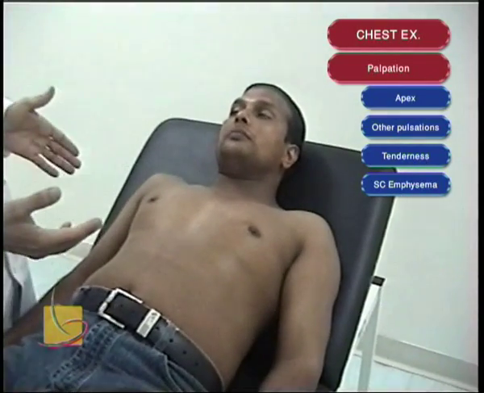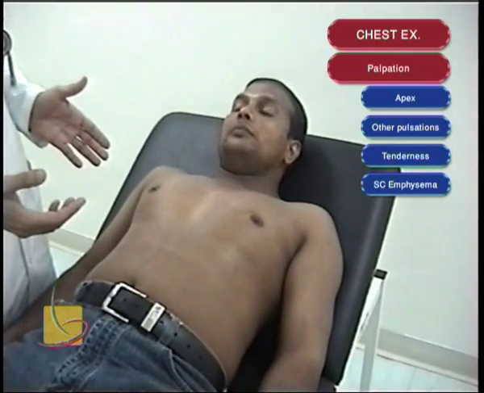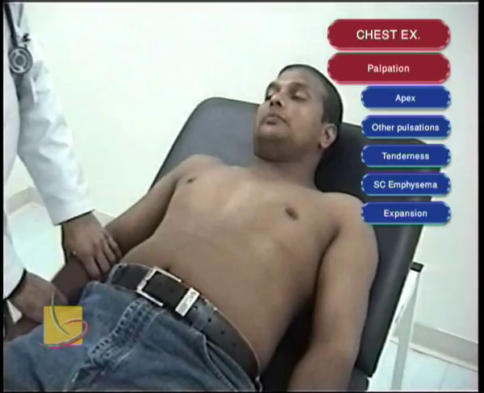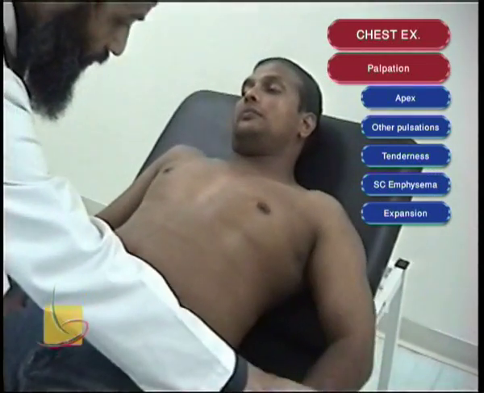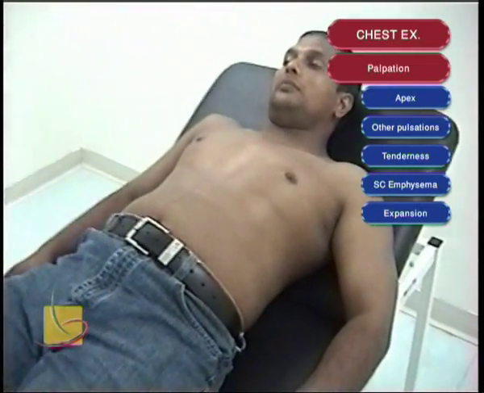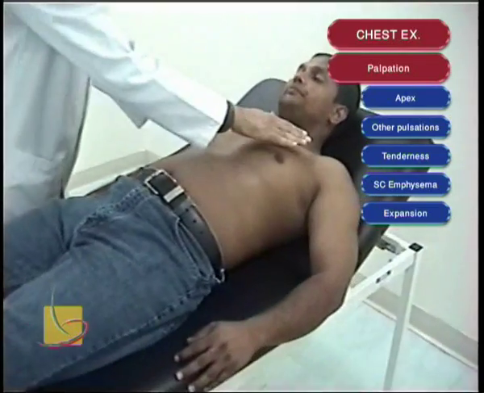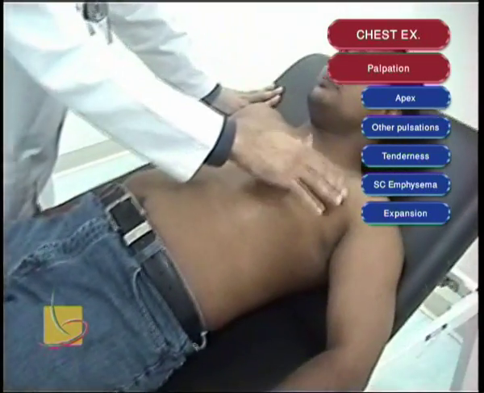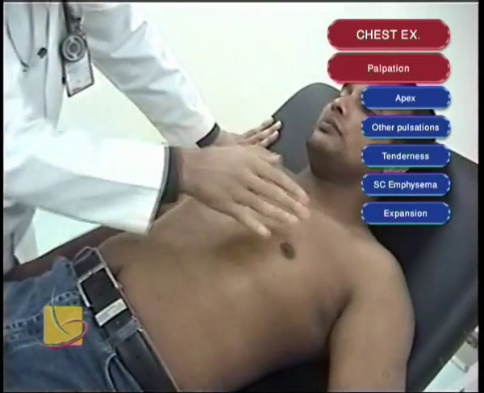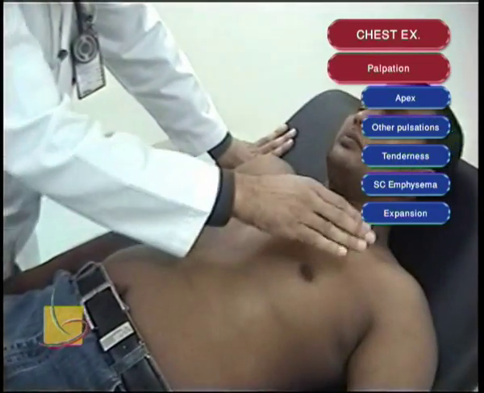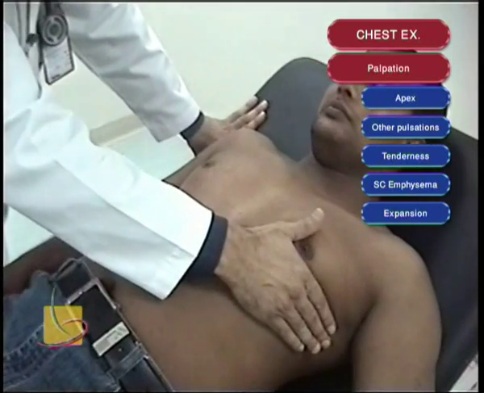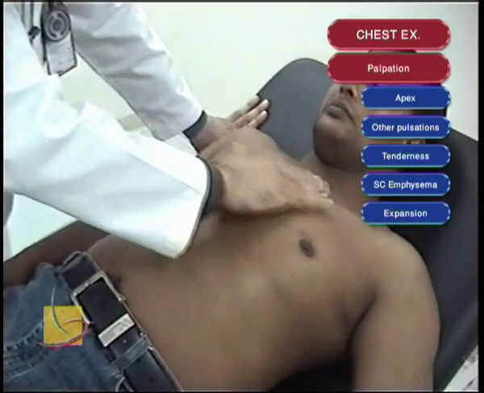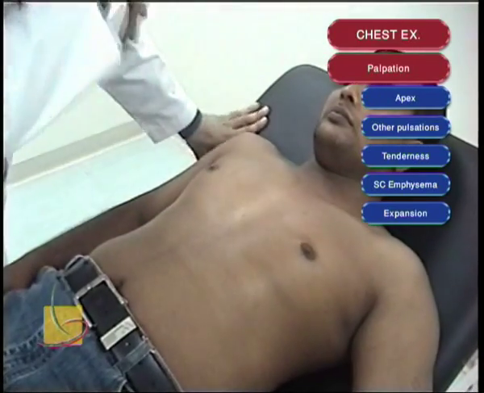Now we start to palpate for so-called chest expansion. Chest expansion is done in this way. I make sure that the arms are away, and we divide the lungs into three zones. Upper zone, again, no landmarks, but this is approximately. Upper zone, middle zone, and lower zone. Check for chest expansion in the upper zone. You can do it like this.